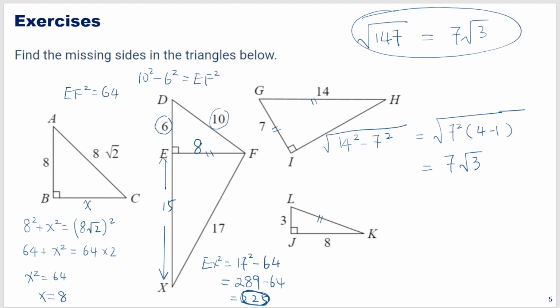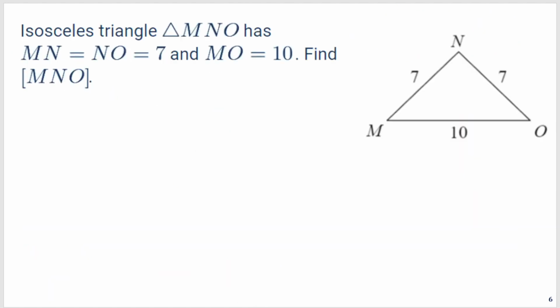And last one, you know one leg, the other leg, the hypotenuse equals square root of first leg squared plus second leg squared, which is square root of 9 plus 64, which is square root of 73, right? Okay, any questions? Okay, good. Then let's consider another quick quiz.